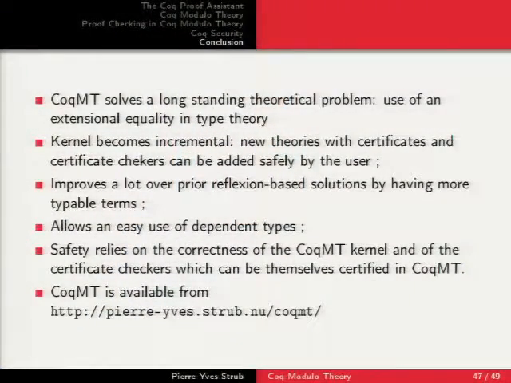So let me conclude. In this talk, I presented CoqMT theory, which solves a long-standing theoretical problem: using an extensional equality decided by a decision procedure in type theory. In this extension, the kernel becomes incremental. New theories are added, and they come with certificates, and the certificate checker can be added safely by the user, reducing the trust in the kernel to the old one.